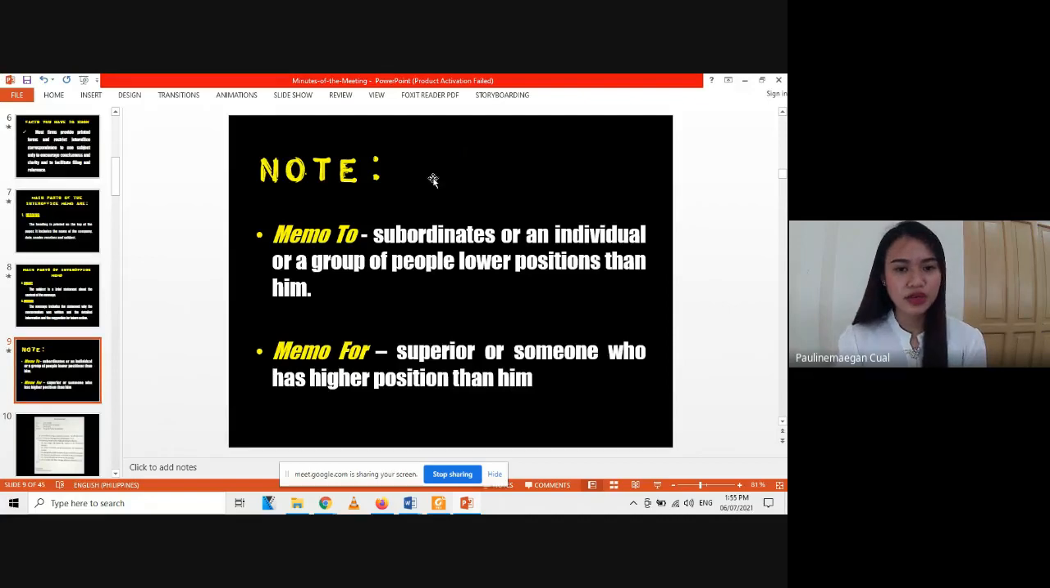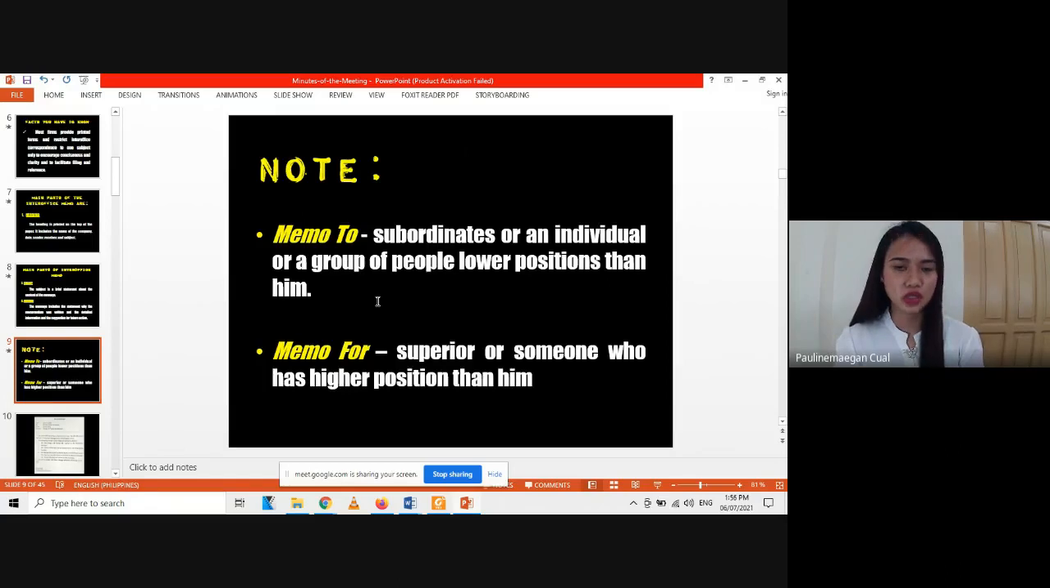There's a note here that says Memo To and Memo For are two different terms. And Memo To is the one that we use whenever we give a memo to our subordinate or an individual or a group lower in position than the one who writes the memo. While Memo For, that phrase is when you are writing a memo for someone superior to you or someone who has higher position.